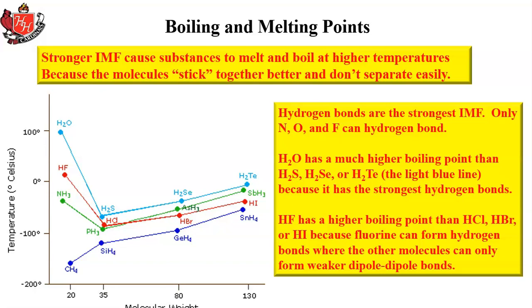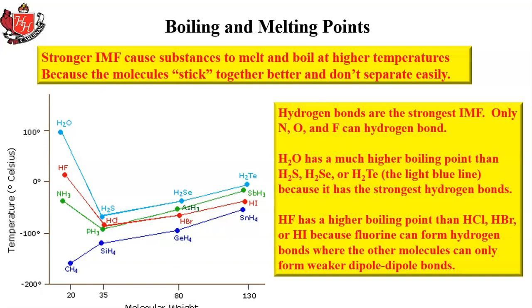So let's go ahead and read this. Hydrogen bonds are the strongest intermolecular forces. Only nitrogen, oxygen, and fluorine can hydrogen bond. So H2O has a much higher boiling point than H2S, H2Se, or H2Te, the light blue line, because it has the strongest hydrogen bonds. In fact, the other three don't even have hydrogen bonds. They just simply have dipole-dipole bonds.